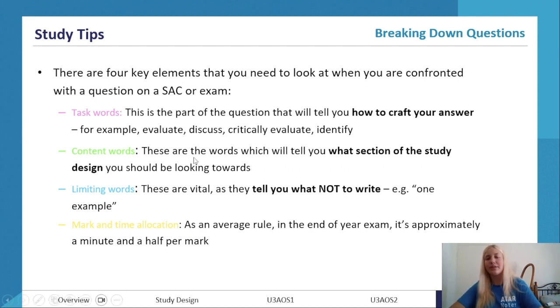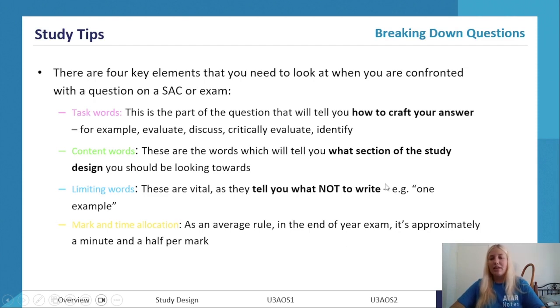Now, content words tell you what section of the study design the question is about. So these are directly to do with the part of the study design that you were looking at when you were looking at everything that would be assessed. It's something from the study design, okay? This is why it's so important to work closely with your study design. And the limiting words tell you what not to write.